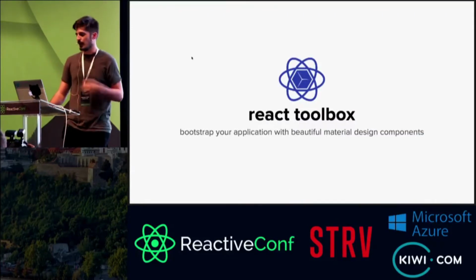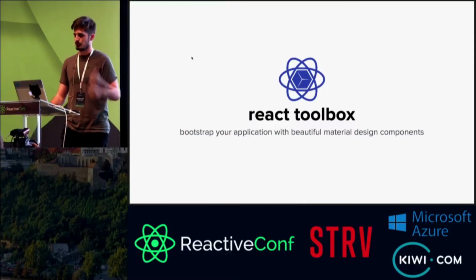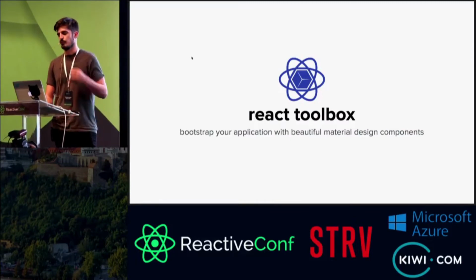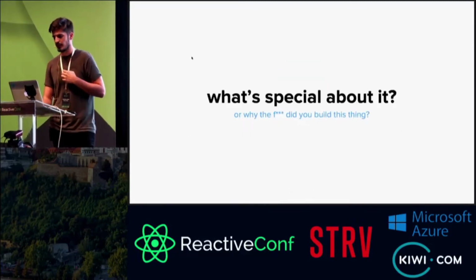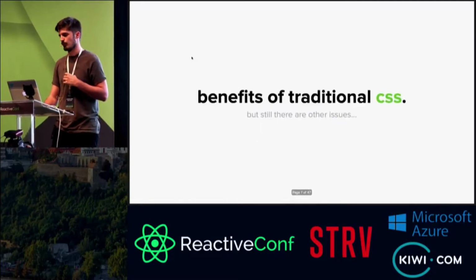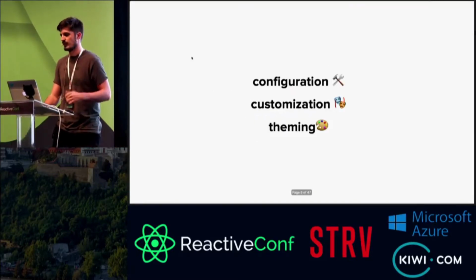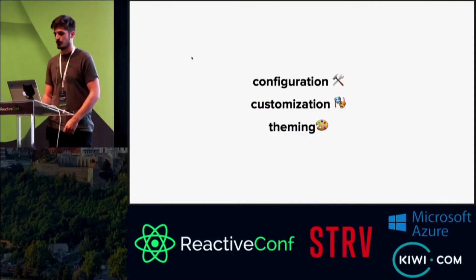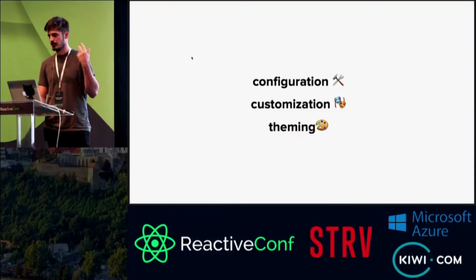I am also the author of a library called React Toolbox. React Toolbox is a library of material design components, but what makes it a little special is that we are actually using CSS modules to style the components. So you're getting the benefits of traditional CSS, but also some issues that come with CSS modules, like configuration, customization, and theming.